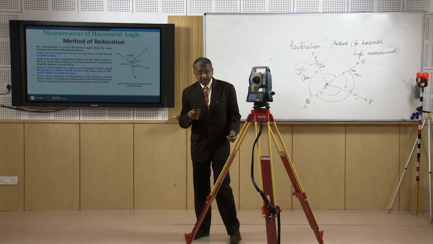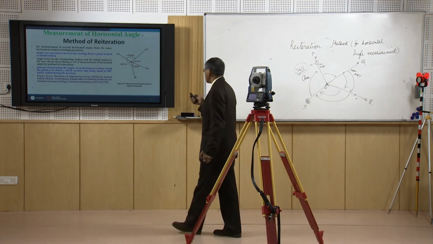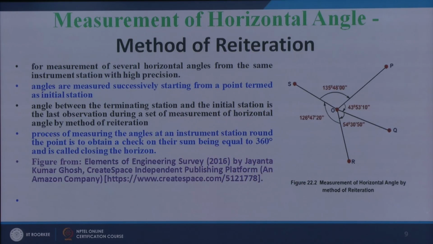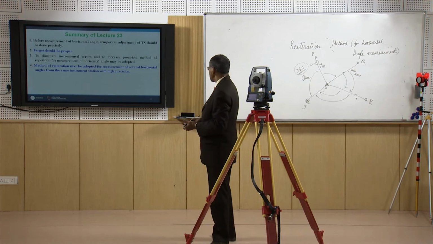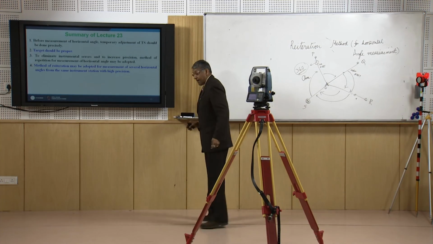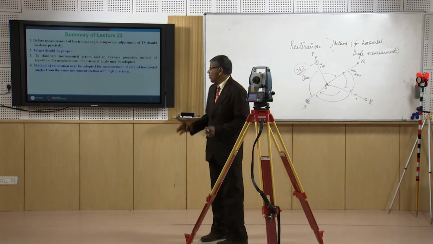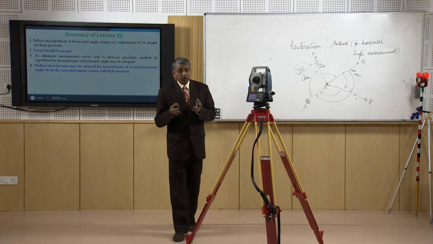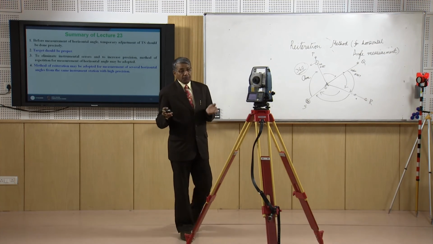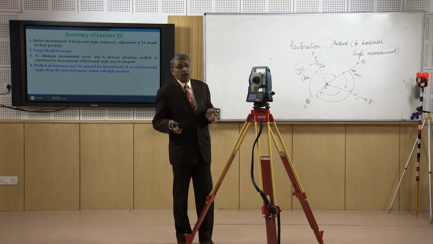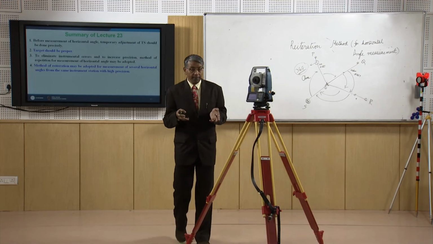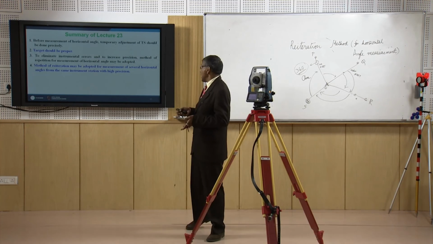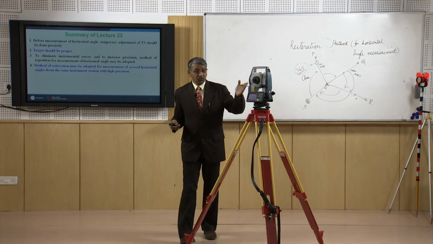So you can see, using a total station the measurement of horizontal angle can be done automatically. With this I would like to conclude today's discussion on horizontal angle. Here we have found that the horizontal angle is measured in a horizontal plane. So the prerequisite condition to measure horizontal angle using a total station is to make it properly leveled and centered, and then our target should be proper.